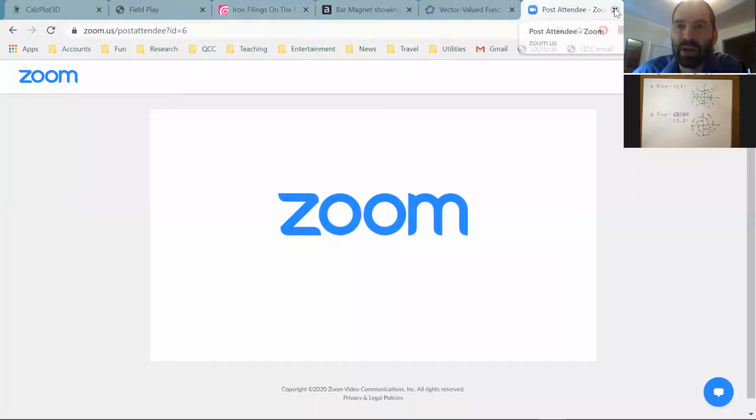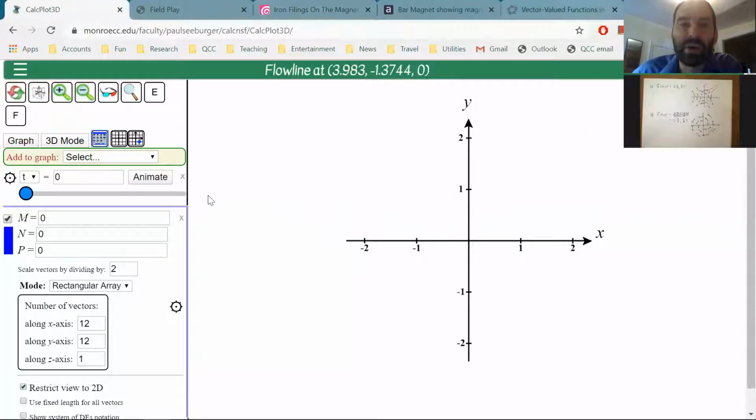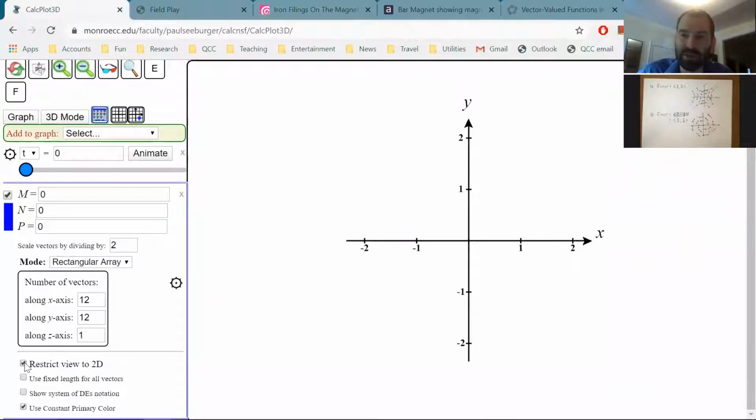So let me share my screen. Our CalcPlot 3D program that we've been using is very good at making vector fields. One thing I did to make a two-dimensional vector field is in CalcPlot 3D, I went down here and said restrict to 2D, because it can also do three-dimensional vector fields. And we'll take a look at those. But let's focus on 2D for now. So I'm going to restrict to 2D, so I just get this two-dimensional view.